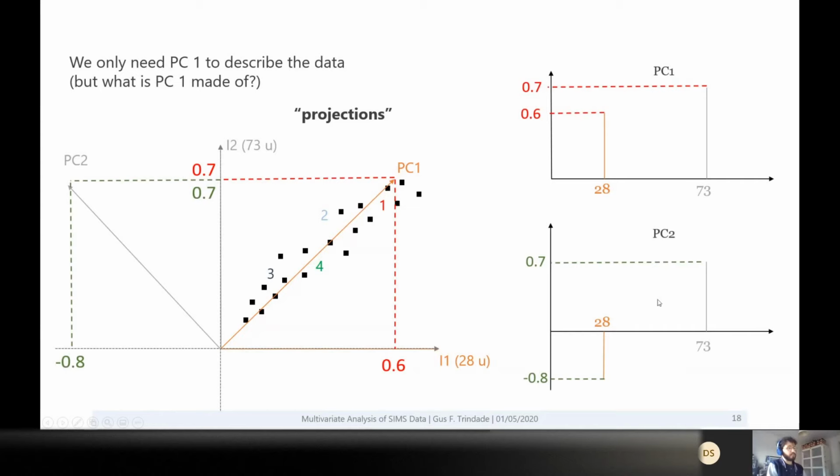So again, PC2 will show one point in each direction, which is indicative that in this case, that's just the noise. And PC1 shows almost equal contributions of 28 and 73. So 0.6 and 0.7. It's almost like 45 degrees, if you still want to talk about the geometry. So it's a 45 degrees rotation.